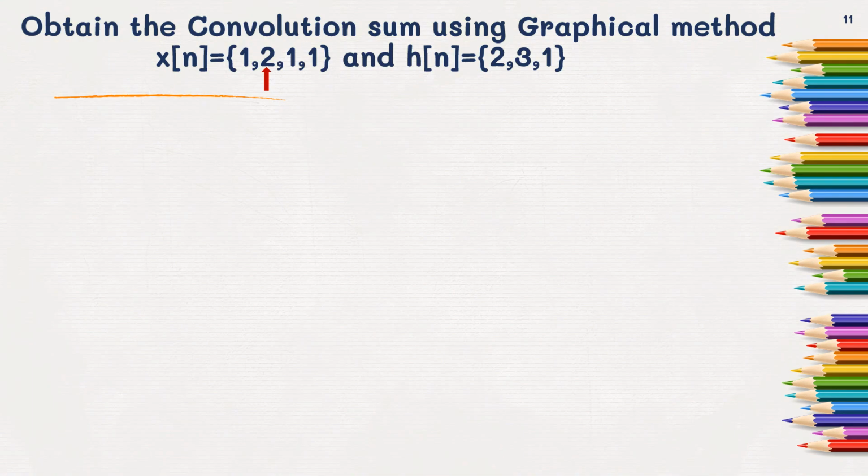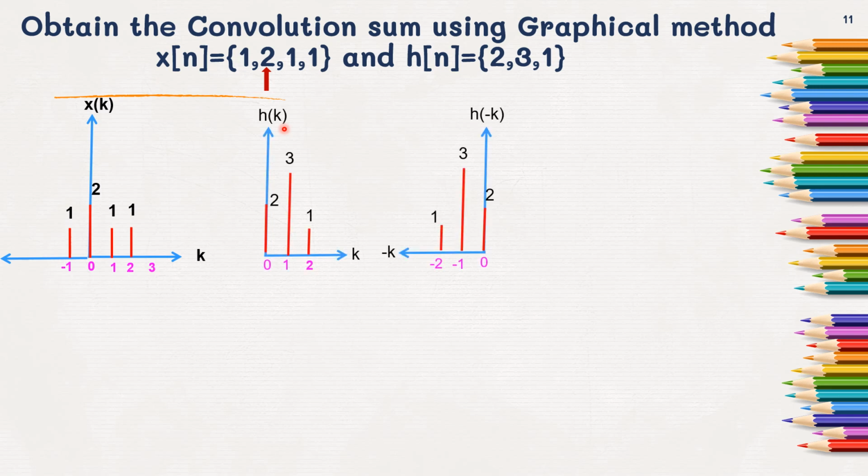Now one more example is also shown here, but see the difference. X of 0 starts at 2. When there is an arrow mark, it indicates that it is x of 0, right? So how will we proceed with problems of this sort? Here plot x of k, same way, plot h of k, find out h of minus k, right? Now your value of x of k starts at minus 1, right? And h of k starts at 0, right? So where do we start y of output? We have to start at y of minus 1.